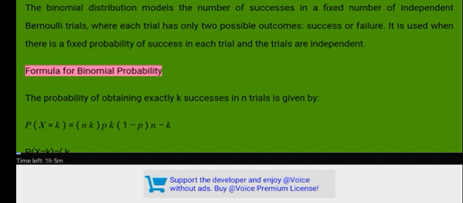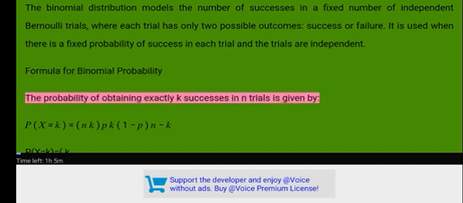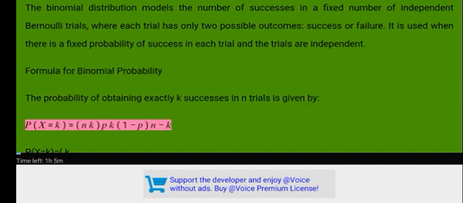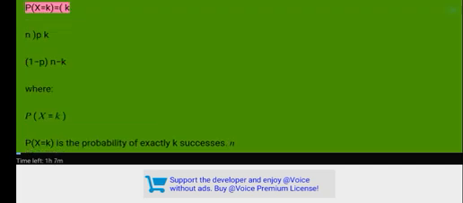Formula for binomial probability. The probability of obtaining exactly k successes in n trials is given by P(X = k) = (n choose k) p^k (1 - p)^(n - k).